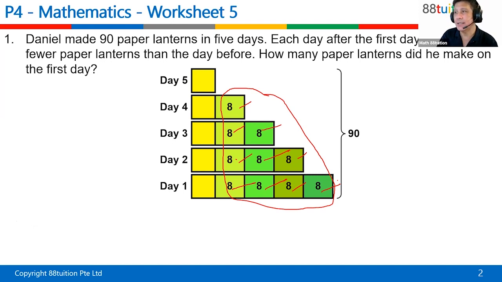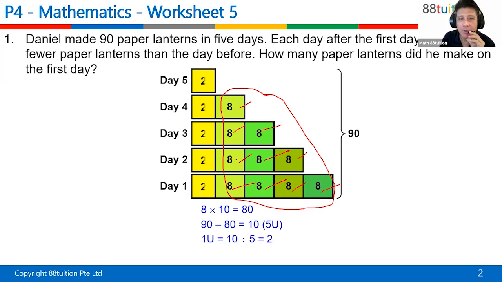So what I can do is take 8 multiplied by 10. That will be 80. Then I take the 90 and minus the 80. That will leave me 10, which I need to share equally with the 5 yellow boxes. To find just one little box, I take 10 and divide by 5. So each little box is 2. With that, I can already solve the question, how many lanterns he made on the first day. The first day has a 2.